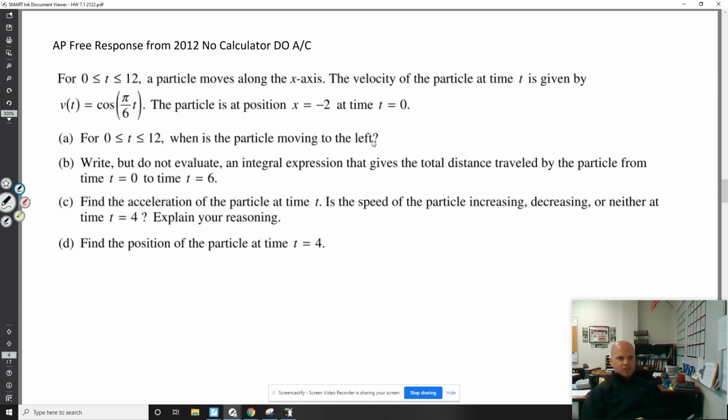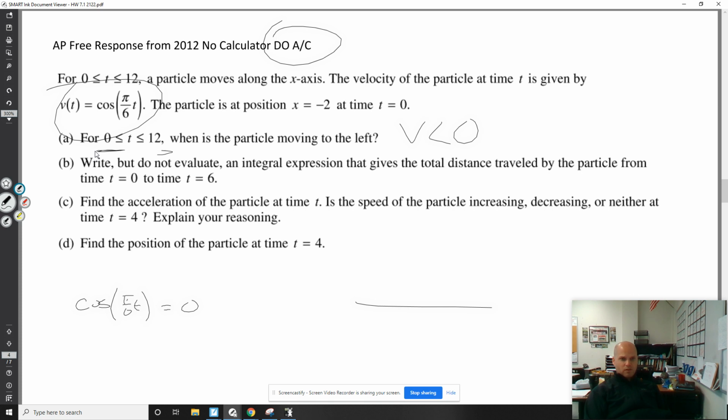We're supposed to do A and C without a calculator. When is the particle moving to the left? You're going to say when my velocity is negative. What do I have? My velocity. I need to figure out when that velocity is negative. I need to take my velocity, set it equal to 0. I'm looking from 0 to 12.